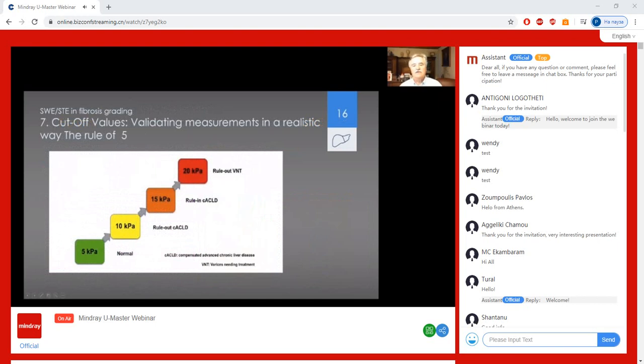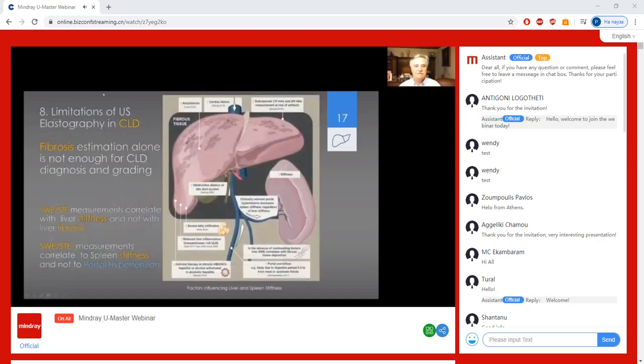Speaking about cutoff values, please retain this simple rule of 5. 5 kilopascal means normal, up to 10 kilopascals means important fibrosis, up to 15 kilopascal means compensated cirrhosis, and more than 20 kilopascal means decompensated cirrhosis with portal hypertension, and there is an important risk of varices needing treatment.